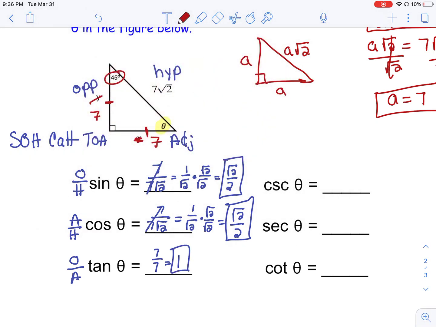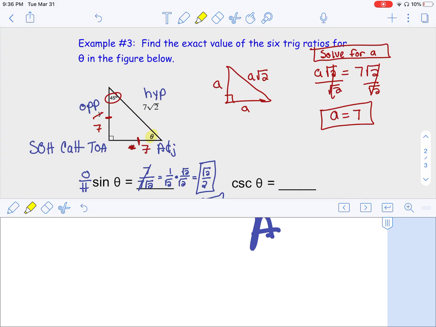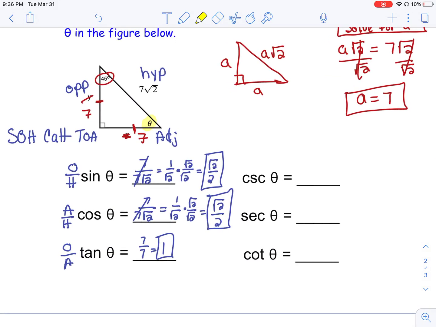Now we have to do our reciprocals. So I like to go to the reciprocal that I can flip that will put the radical on top. So if I flip radical 2 over 2, then I'm just going to have to rationalize again because now I have a radical on my bottom. So if I did that, I'm going to have 2 over radical 2, and I would have to go through and rationalize. Well, that seems like a lot of work. I don't want to do that.